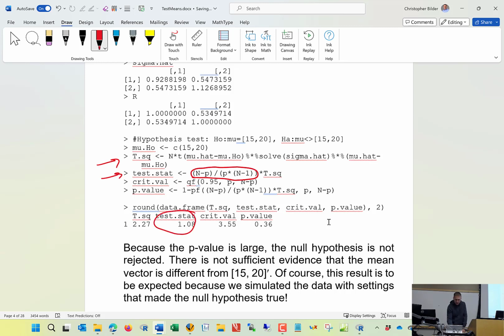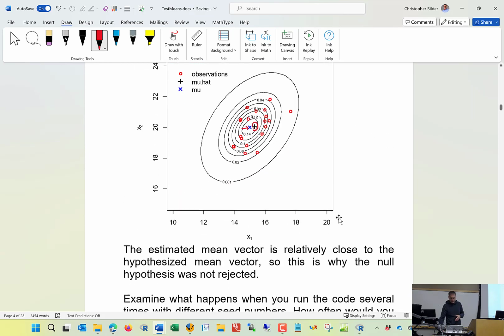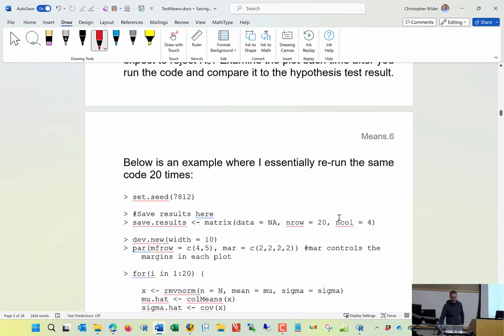The test statistic is 1.08. I can go to my F distribution, which you will learn about in Stat 801, and get a critical value of 3.55 if my alpha value for my type 1 error rate was set to be 0.05. So since 1.08 is less than 3.55, I would say don't reject H0. And I could also find a corresponding p-value of 0.36, which is large. Okay, so that's how you can do it.